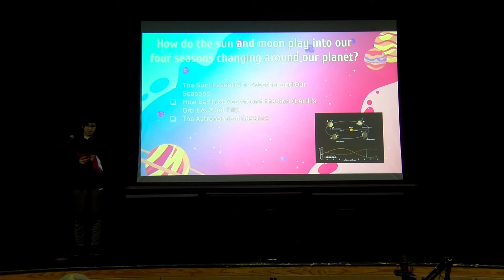The distance and tilt of our Earth from the sun is a huge reason why we have our 4 seasons.